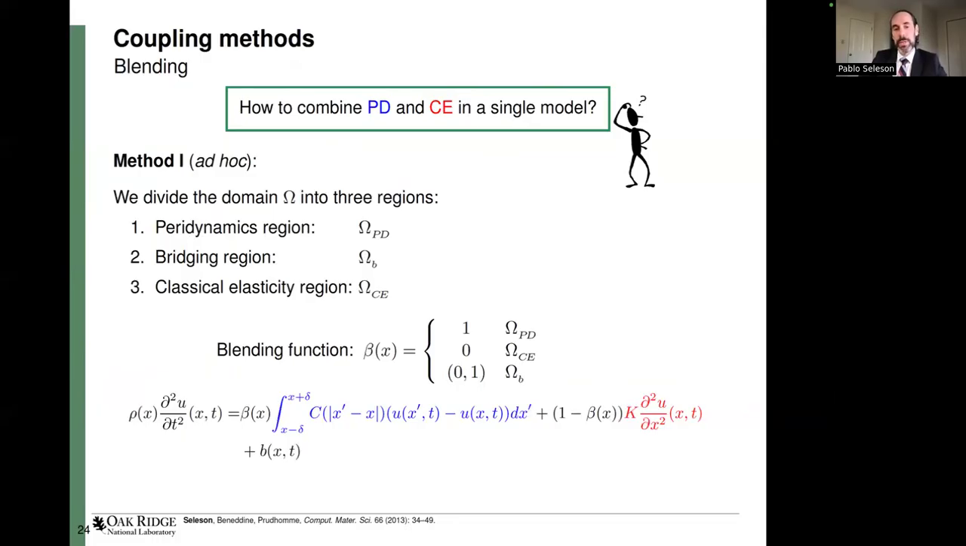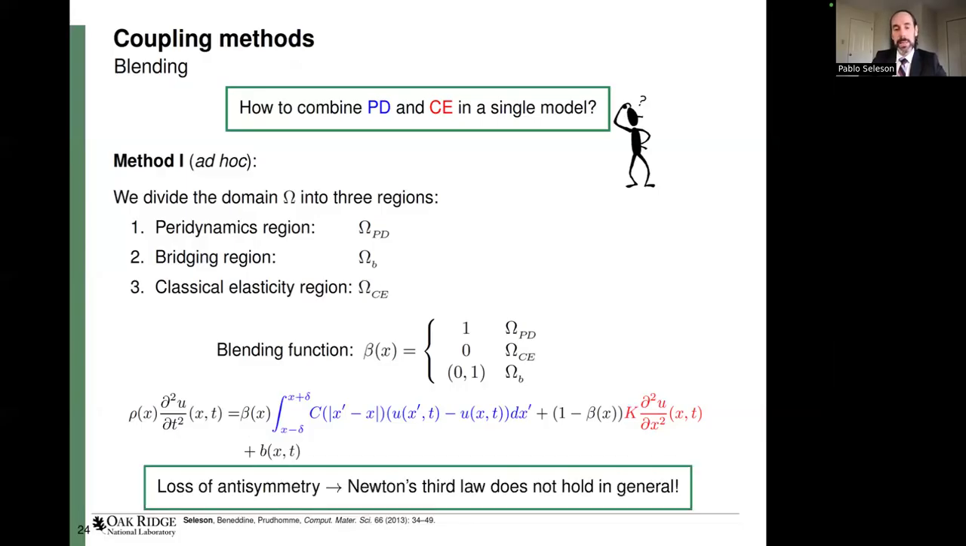So we can do a first method with an ad hoc type of coupling, where we divide the domain into a peridynamic region, the classical elasticity region, and a bridging region in between. We can introduce a blending function which takes a value of 1 in the peridynamic region, 0 in the classical region, and between 0 and 1 in the bridging region. And now we can just do a weighted average of the two models, where we combine the blue non-local model and the red local model with the weights beta and 1 minus beta. So this sounds like a reasonable procedure, except that we immediately see that we are losing the antisymmetry of the non-local integrand, and now Newton's law does not hold in general. So we'd like to see if we can do something a little better.